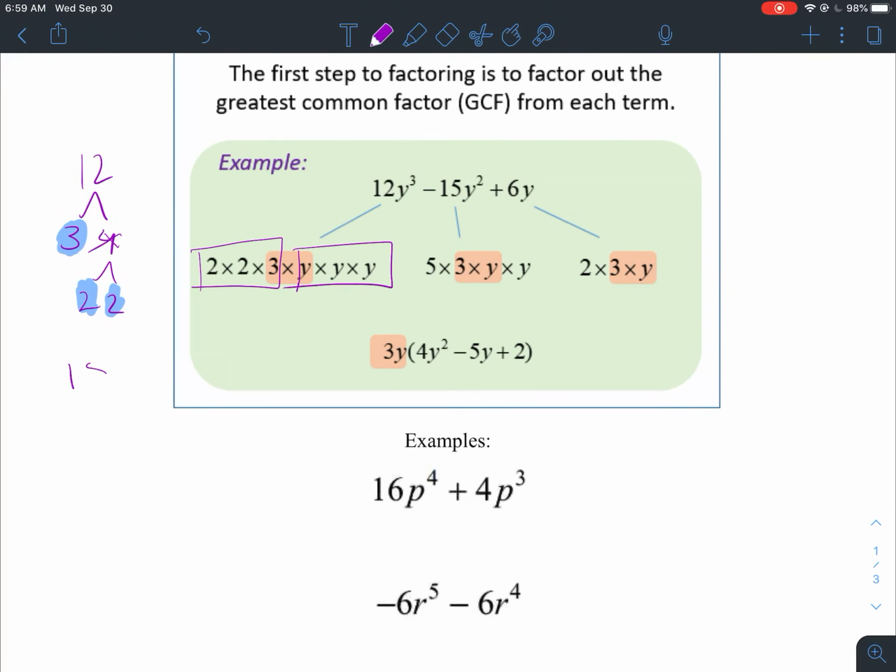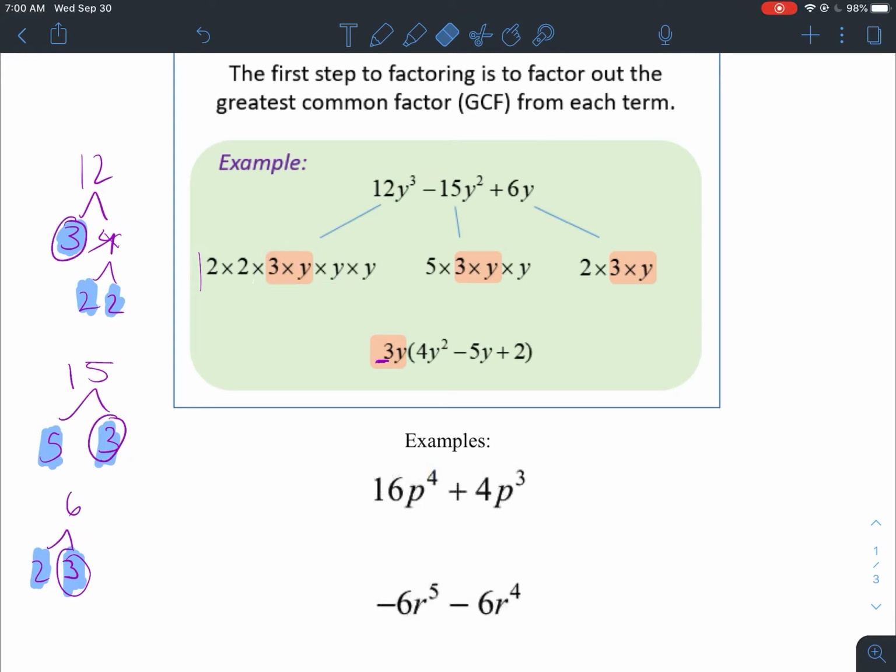Same thing with 15. We could break 15 down as 5 and 3. Then we could break 6 down, which would just be 2 and 3. The numbers that you have to choose from are the ones at the end here. In this case, we had 3 terms, so you had to find the common factors of each term. Each of these has a 3. Even though 12 and 6 both have 2s, the 15 does not have a 2, so you cannot take that out. So they took out a 3.